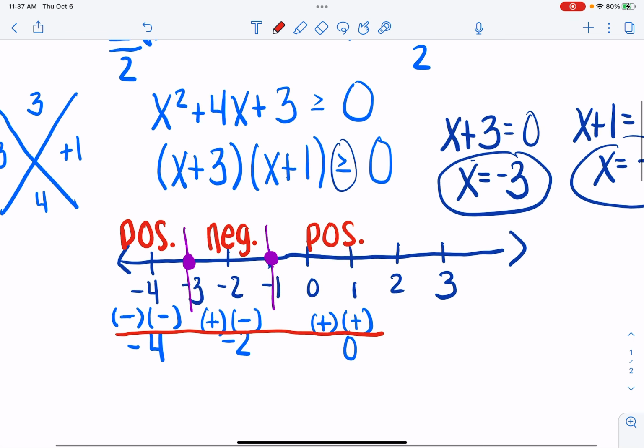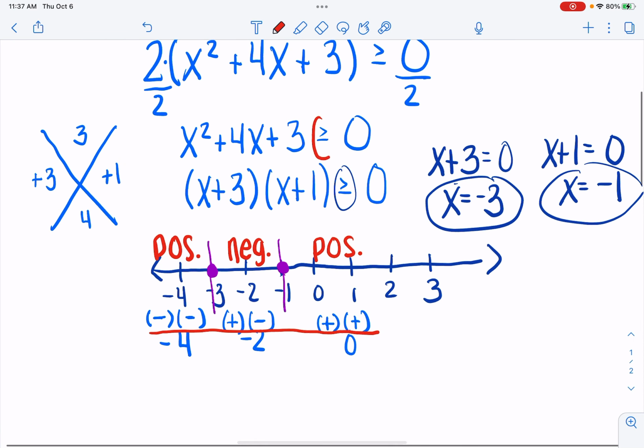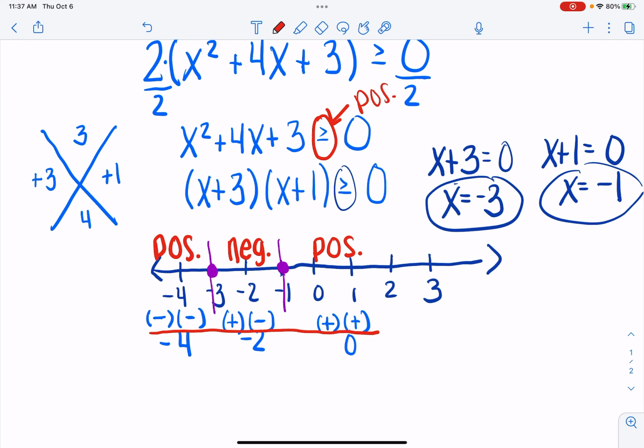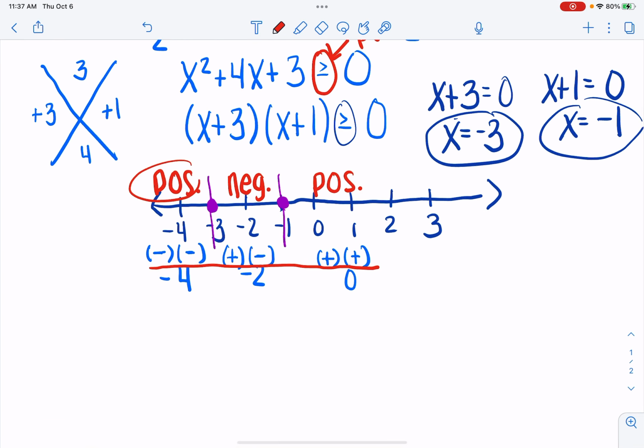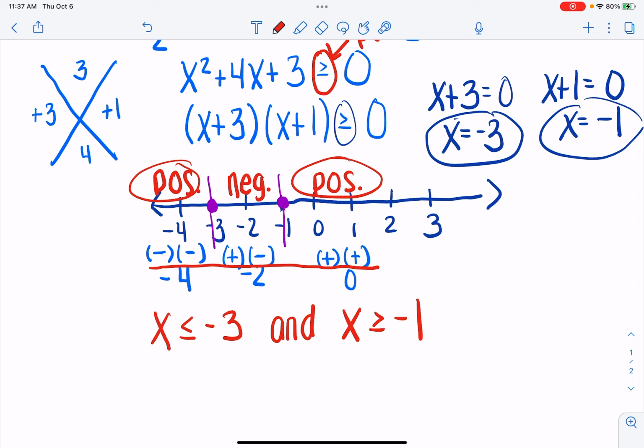Okay, so now last up, this is where I look at my inequality, and I notice that it's greater than or equal to 0. That means it has to be in the positive area, okay? So it's going to be in these two areas. How you would write your inequality, you would have x is less than or equal to negative 3, and you have to include the other one, x is greater than or equal to negative 1. And these would be your two answers to your inequality.